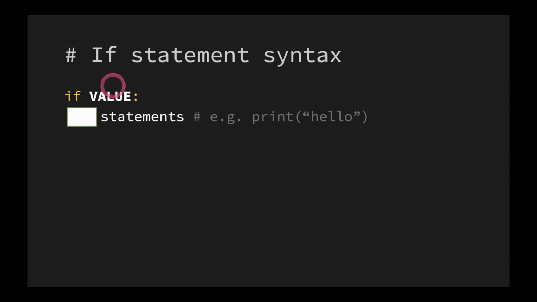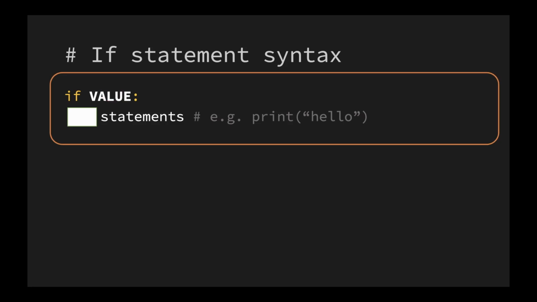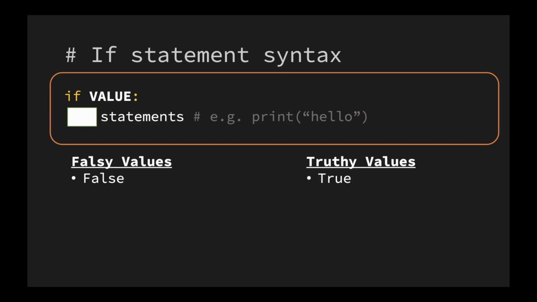Now, what kind of value do we expect here for if? So we have two types of values in Python. There are values which are called Falsy values, and there are values which are called Truthy values. The Falsy values include the Boolean false, and the opposite of that in the truthy values is true. Another value that's considered a falsy value is 0. So actually in Python, 0 is the same as false.